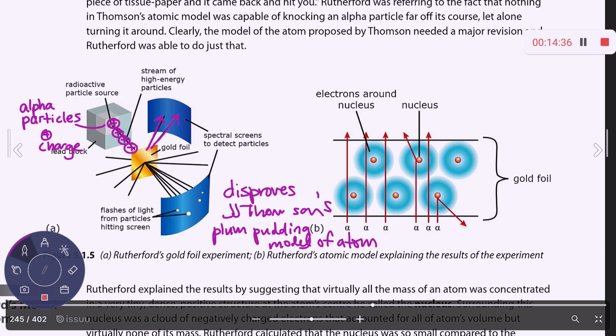So these alpha particles, here's my nucleus here. These alpha particles went straight through most of the time, but every once in a while, since alpha particles are positively charged, they hit that tiny nucleus, and since like charges repel, they went in a different direction. Okay?